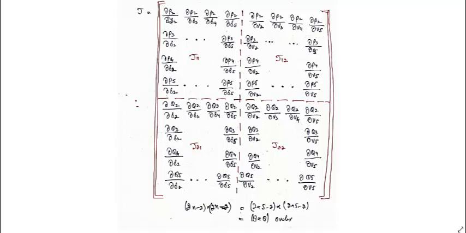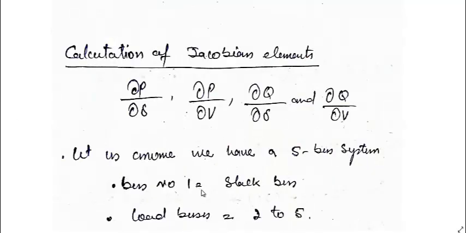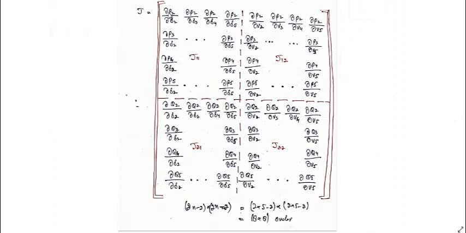So this is the derivative of function P2 with respect to all the variables. We have variables from 2 to 5. It will be V2, V3, V4, V5, delta 2, delta 3, delta 4, delta 5, 8 variables. So we are differentiating this P2 with respect to all the 8 variables. Similarly for the P3, P4, P5 functions, then Q2, Q3, Q4, Q5, we will have 8 functions as well. That is P2, P3, P4, P5, Q2, Q3, Q4, Q5.